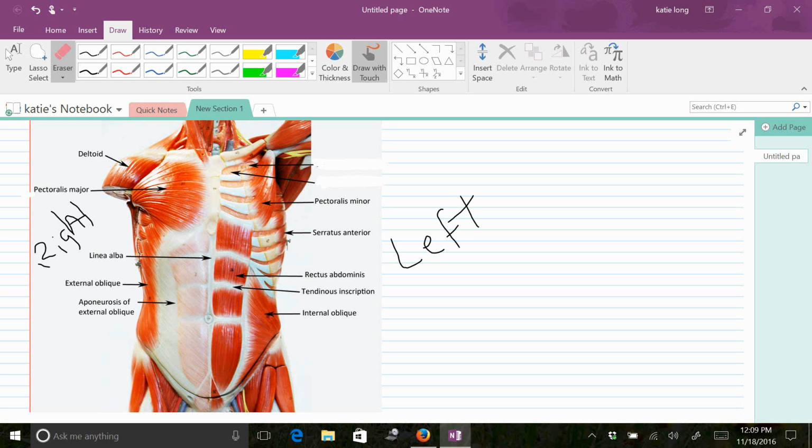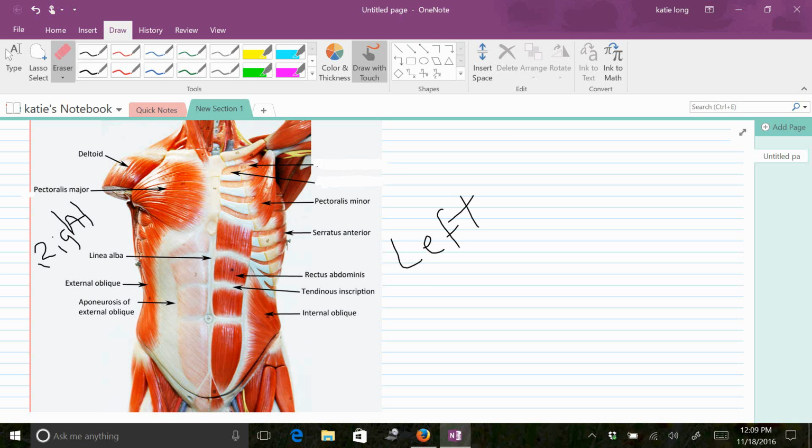We have your external intercostals and your internal intercostals. On the muscle model that you have, that I have seen in your lab, I don't believe you're able to see your external intercostals on it, but you are able to find your internal intercostals on it.